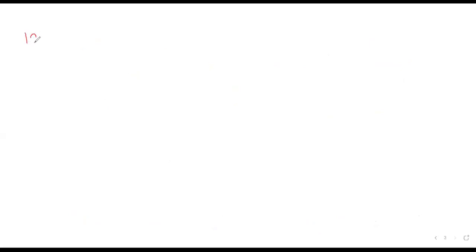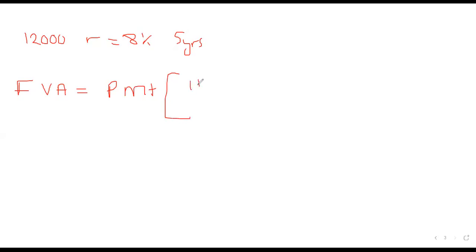suppose you have 12,000 and the interest rate is 8%. And this is running for 5 years. Let's calculate the future value of an annuity due. Formula is what? Future value of an annuity is the payment, and here we have what? 1 plus R to the power time minus 1, everything over R.